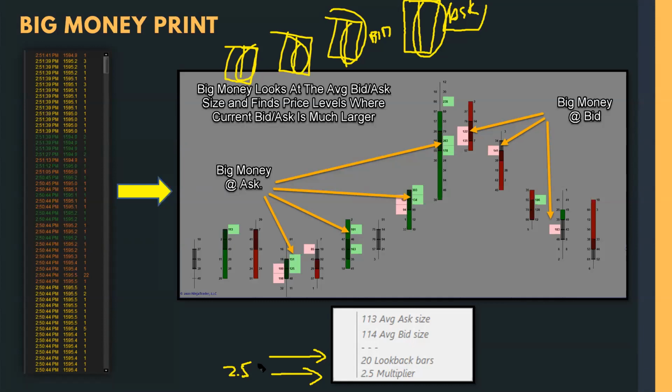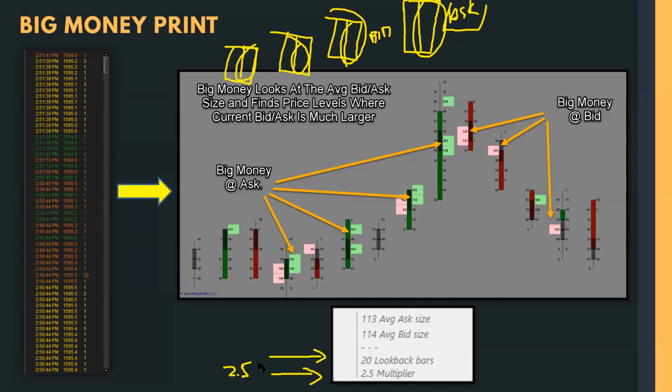And you can set how big of a multiplier you want. If you really want to see where the real big players are coming in, you set that multiplier a bit bigger. The reason this is important is because we're going to see the absorption come in, and I'm going to show you how to read this. This is just an explanation. I'm going to show you how to use it so that you can really understand how to leverage this.